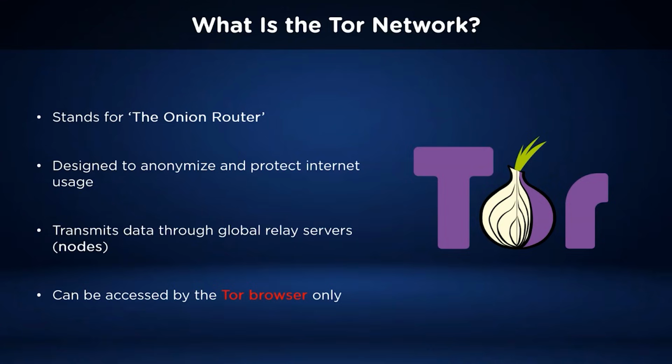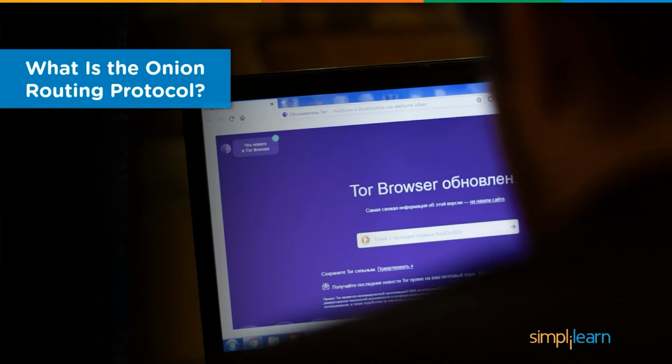To operate within the Tor network, a user has to install the Tor browser. Any address or information requested using the browser is transmitted through the Tor network. It has its own feature set, which we will be covering later in this video. As we discussed already, the data passing through the Tor network must follow a unique protocol known as the onion routing protocol. Let us learn more about its unique characteristics.